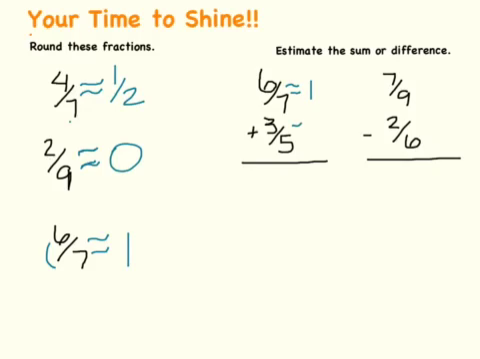3/5 is going to round to 1/2, since 3 is close to half of 5. So here we have 1 whole plus 1/2, and the answer is 1 1/2. 7/9 is approximately 1 whole, and 2/6 is approximately 1/2. So here we have 1 whole minus 1/2, and that is 1/2. Hope you got it right.